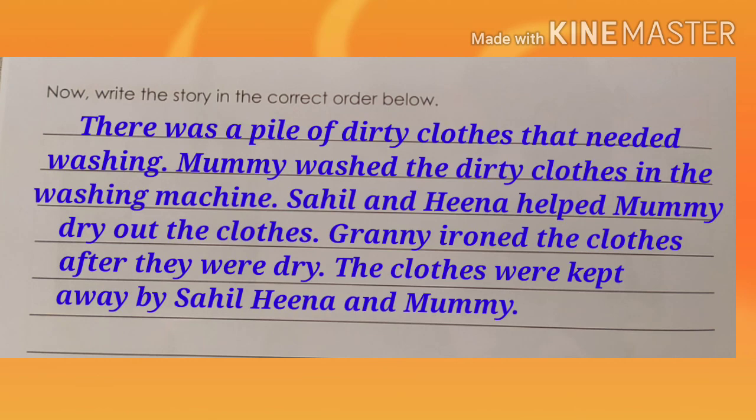Now write the story in the correct order below. There was a pile of dirty clothes that needed washing. Mummy washed the dirty clothes in the washing machine. Sahil and Hina helped Mummy dry out the clothes. Granny ironed the clothes after they were dry. The clothes were kept away by Sahil, Hina, and Mummy.